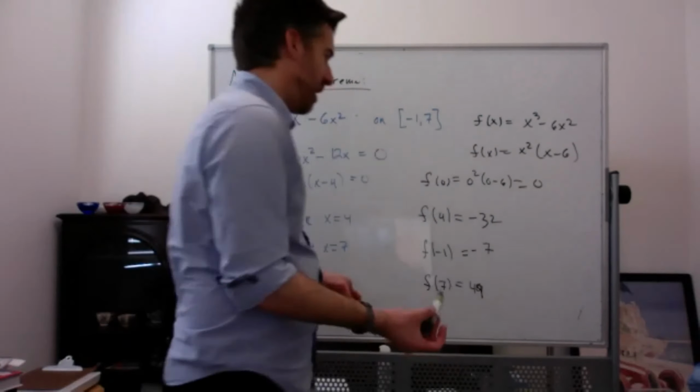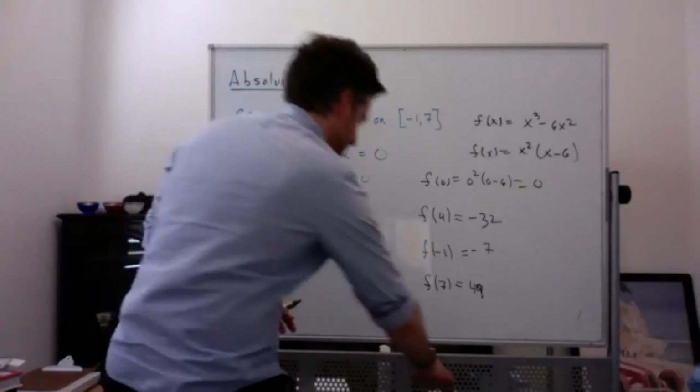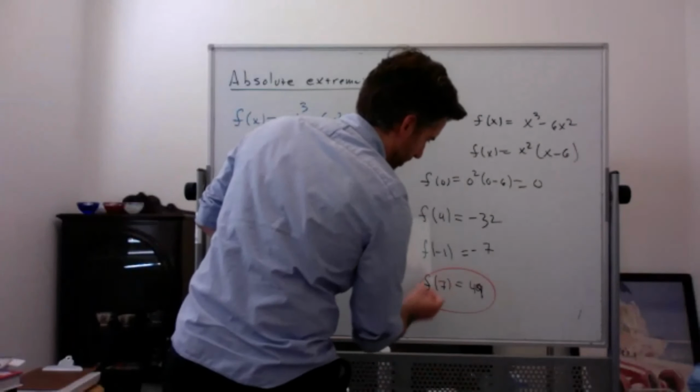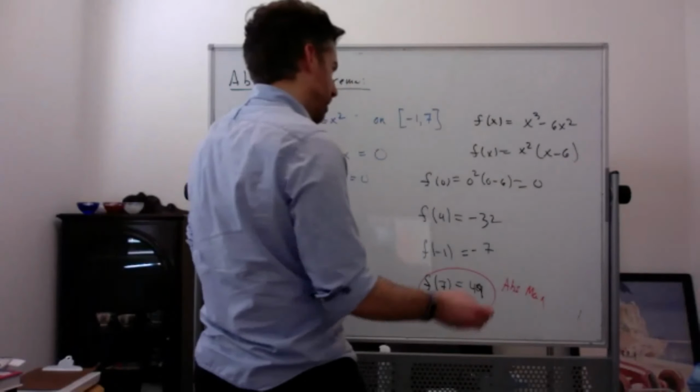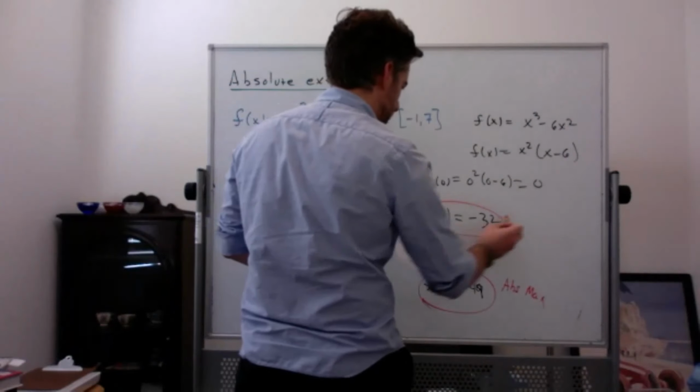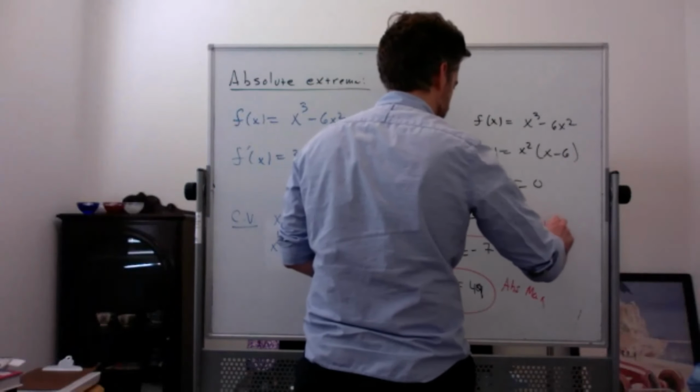And then we just look and see which one's the biggest. So here's the biggest one. That's where we have an absolute max, or a global max. And -32 is the smallest. So that's where we have an absolute minimum.